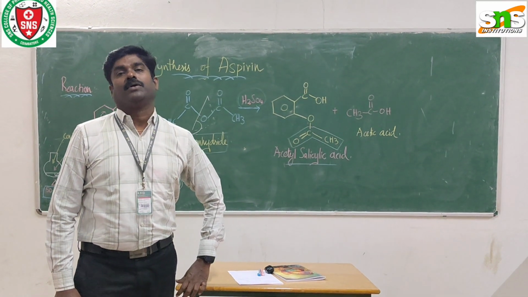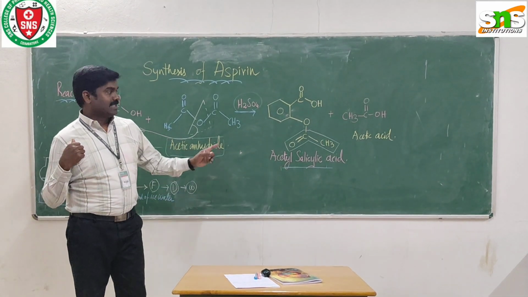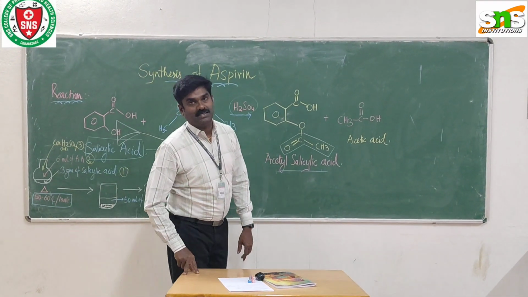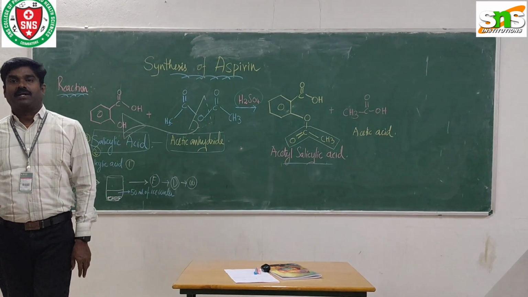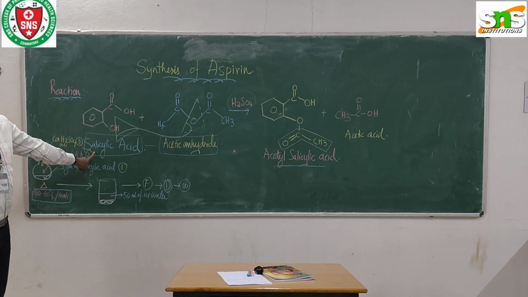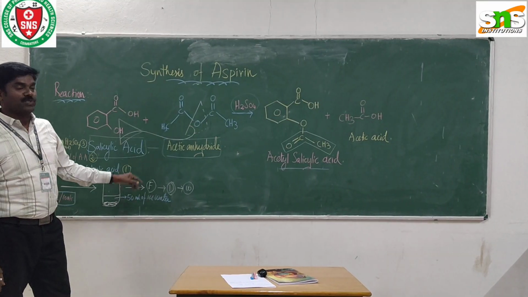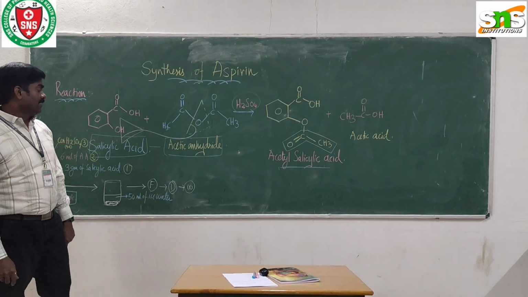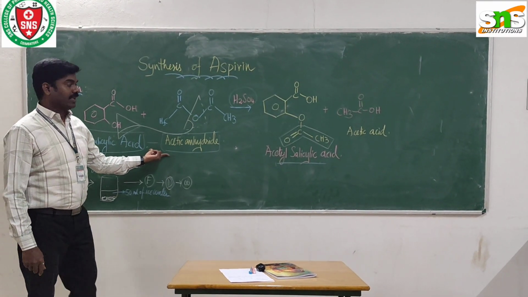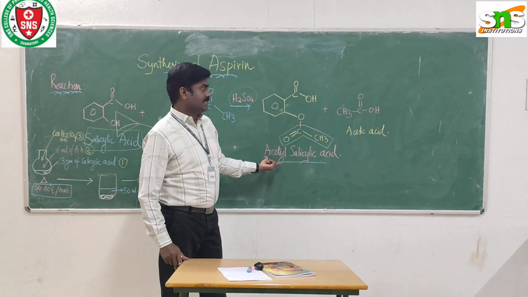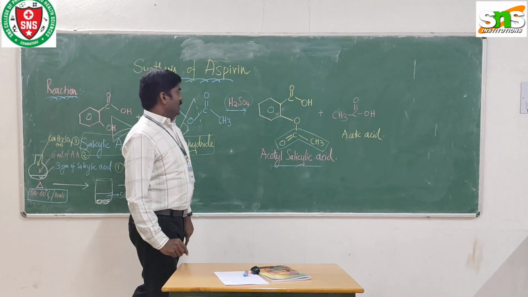In the previous video, we discussed the preparation of aspirin. The synonym for aspirin is acetylsalicylic acid. The starting materials used for this preparation are salicylic acid and acetic anhydride. When salicylic acid is allowed to react with acetic anhydride, it gives acetylsalicylic acid, I mean aspirin, and acetic acid.